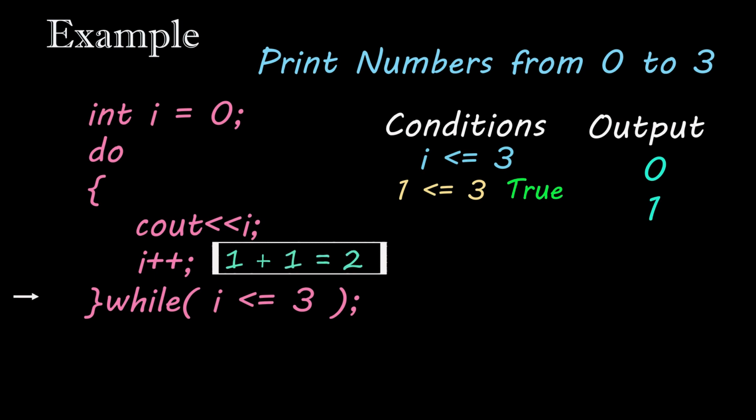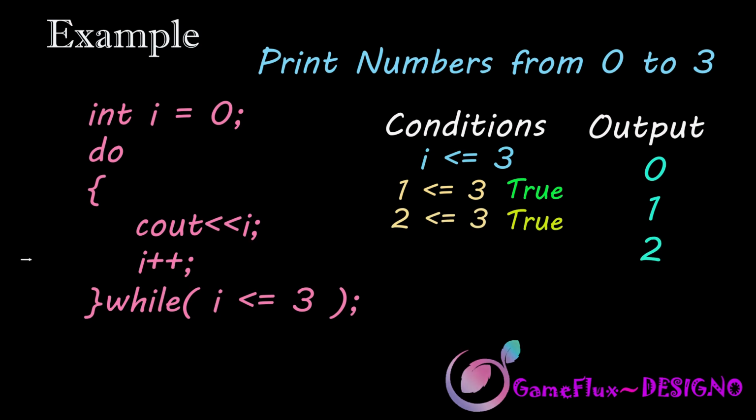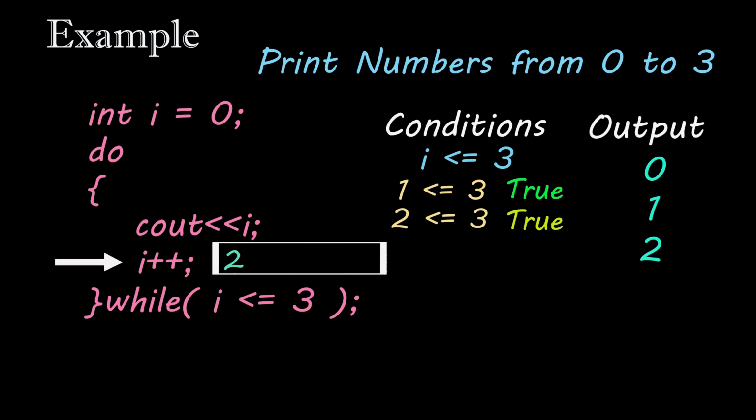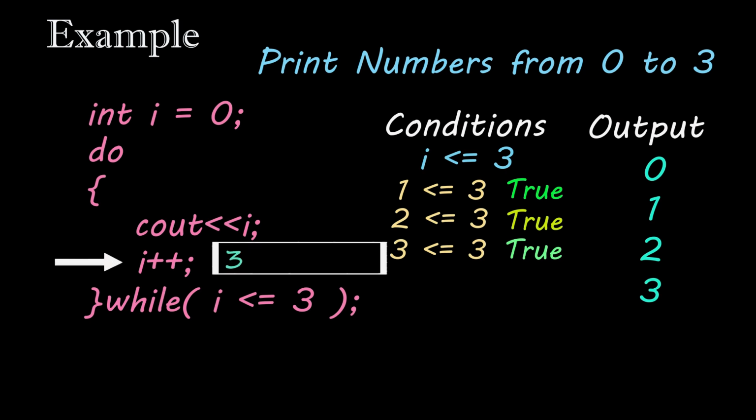Then it checks the condition of i. Now i is 2. Is 2 less than or equal to 3? Yes, it is true. So, it goes above there, prints i as 2 now. Then increments i there. Now i becomes 3. Then it goes there, checks the condition, now i is 3. Is 3 less than or equal to 3? Yes, it is true. So it goes there, prints i as 3. Then it increments i, it becomes 4 now.